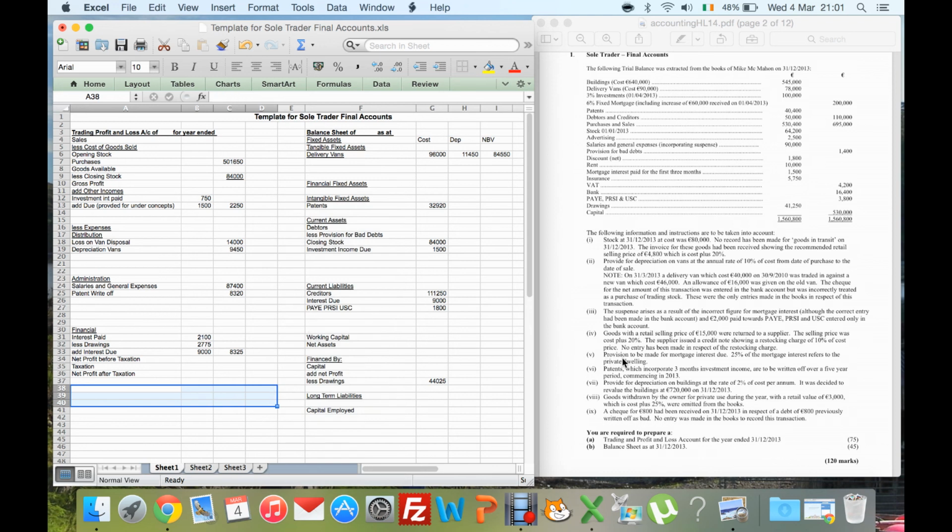Next, provide for depreciation of buildings 2% of cost per annum, and it was decided to revalue at the end of the year. Because we're revaluing at the end of the year, we'll do our depreciation first, and we'll come up with a depreciation expense. The buildings cost 640. That's 2% of cost. It's not 2% of book value, which would be reducing balance. So it's 2% of 640.